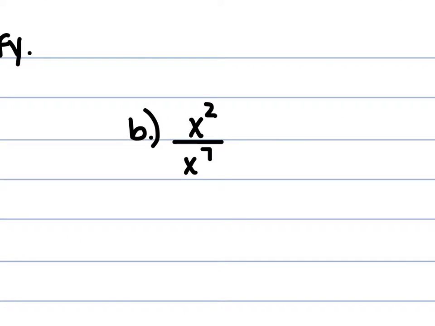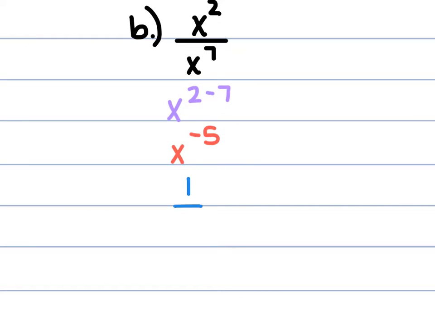For B, we have x to the 2nd power over x to the 7th power. So keep the x, subtract the 2 minus 7. That's going to give us x to the power of negative 5. Take the reciprocal to turn that negative 5 into a positive 5. We're going to have 1 over x to the 5th power.